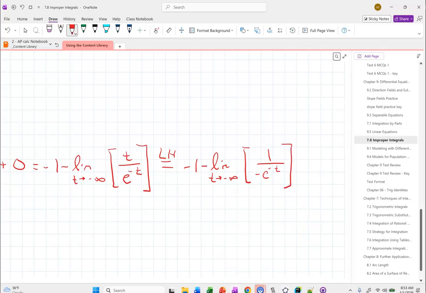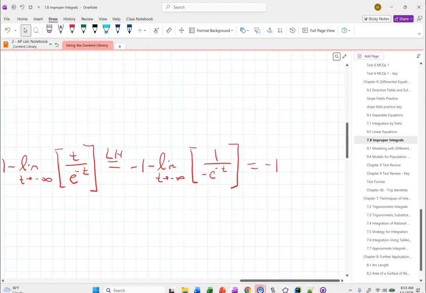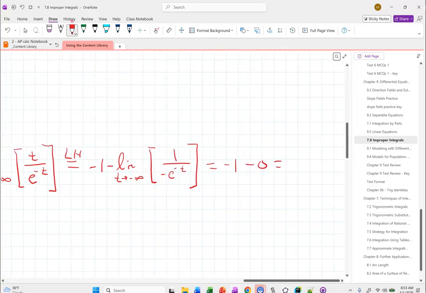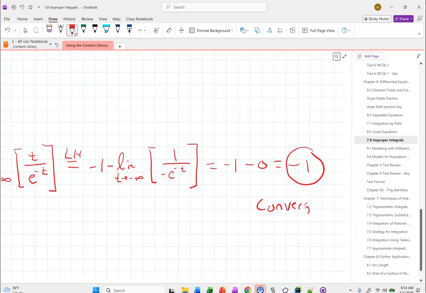Okay. And what do I get when I take the limit as t goes to negative infinity of e to the negative t? 0 again, right? Because it's like 1 over e to the positive infinity, which is the exact same thing we had before. Right, because it's going to get bigger on the bottom, so it's going to make it 0. Correct. So this is convergent, and it converges to -1.